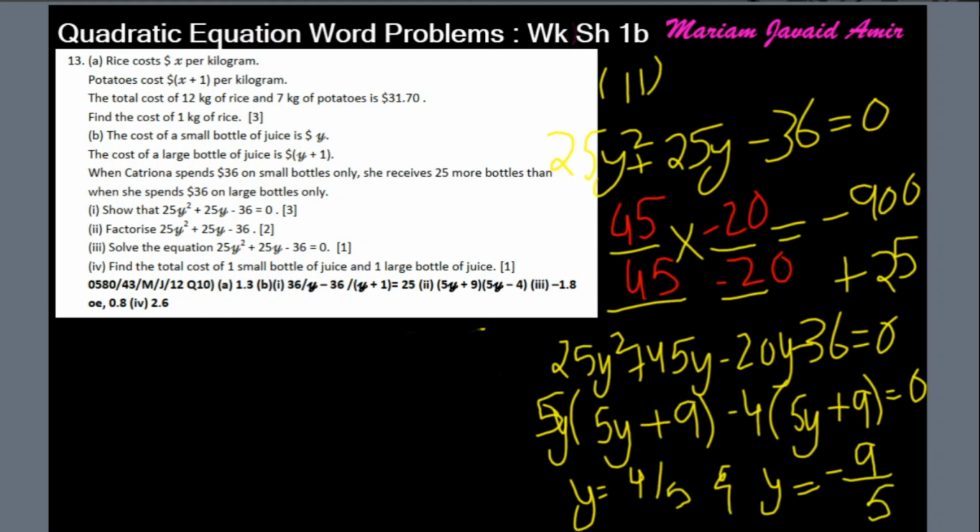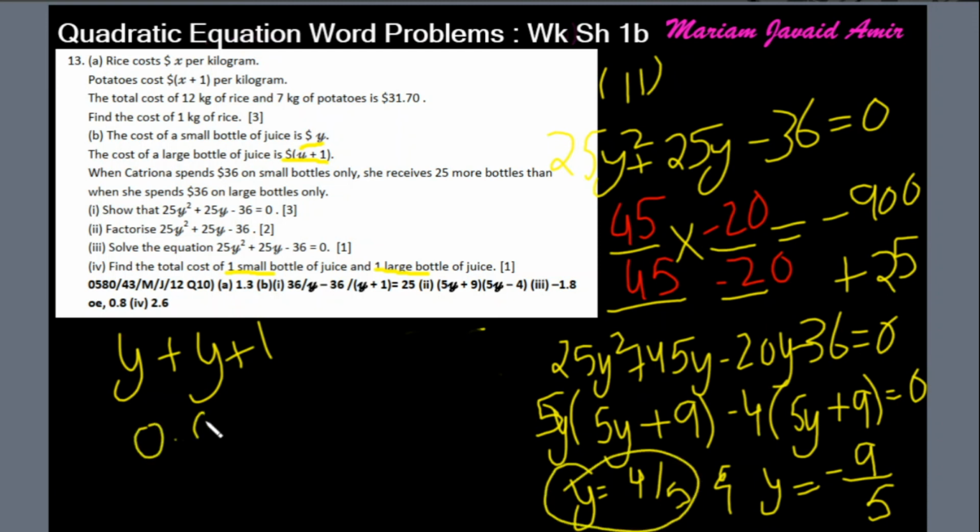Next is find the total cost of one small bottle of juice and one large bottle of juice. Now one small bottle of juice is for $y and one large bottle of juice is for $y plus 1. So we have two values of y, we'll only be selecting the positive value. 4 over 5 is actually 0.8, so 0.8 plus 0.8 plus 1, which will give us 2.6, and that's all.